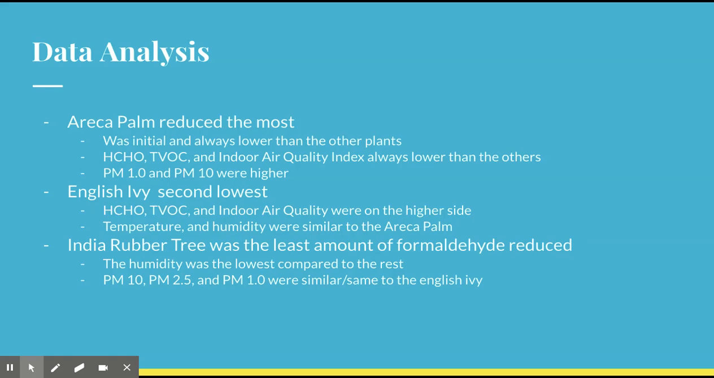The English ivy was the second lowest, and the HCHO, TVOC, and indoor air quality were higher. Temperature and humidity were similar to the Areca palm. The India rubber tree had the least amount of formaldehyde reduced. The humidity was low, so this could have played into how much it was reducing, while the PM 10, PM 2.5, and PM 1.0 were very close to the English ivy.